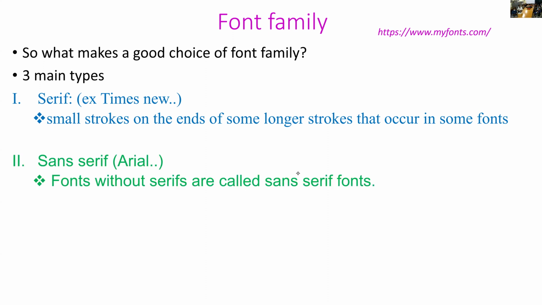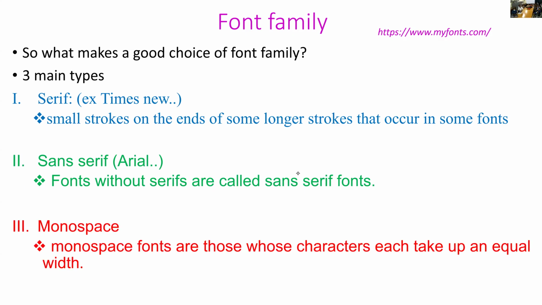Okay, this is sans serif, which means it doesn't have that. Arial is an example of sans serif. So this has a straight F. It doesn't have any of those extra cookie lines or whatever you call them. Sans serif doesn't have those extra lines. The third one is monospace. The spacing between the letters will be equal.